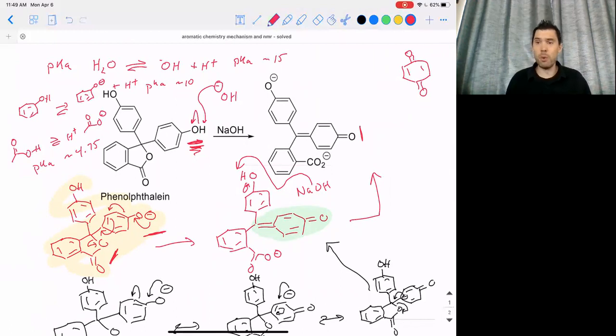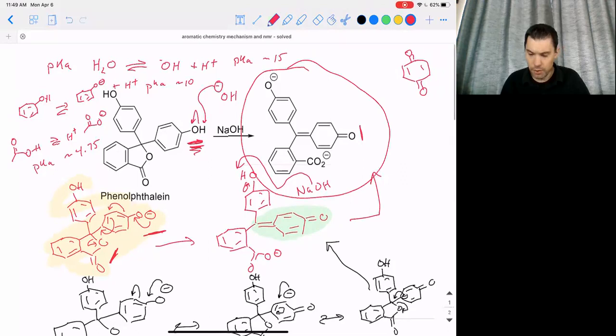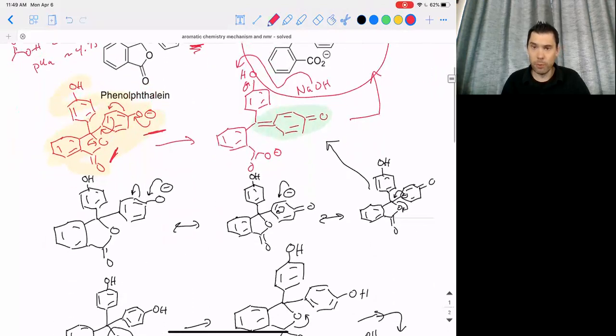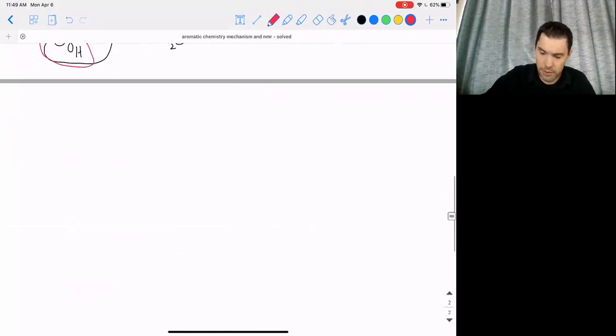All right, so that's part one of this question. The second half of the question that I asked my students is, on this product here, how many sets of NMR resonances would you expect in the proton or hydrogen NMR, the 1H NMR? And so to do that, we have to recognize that, remember, resonance structures are not separate molecules. They're actually the same structure.